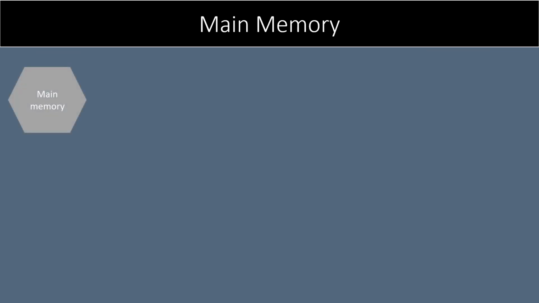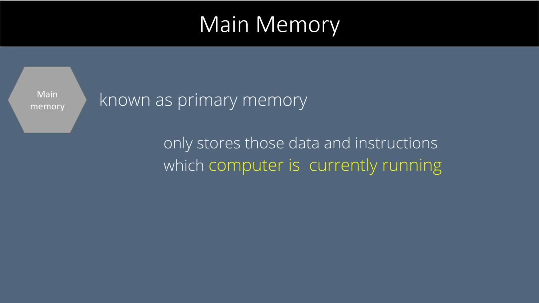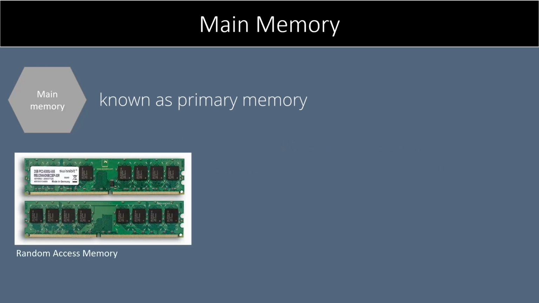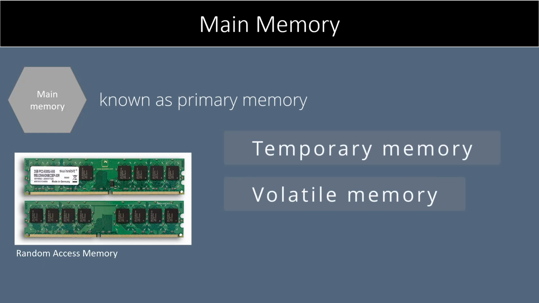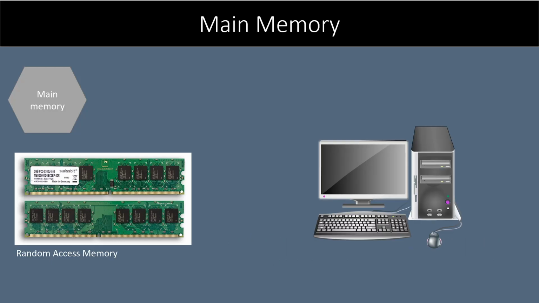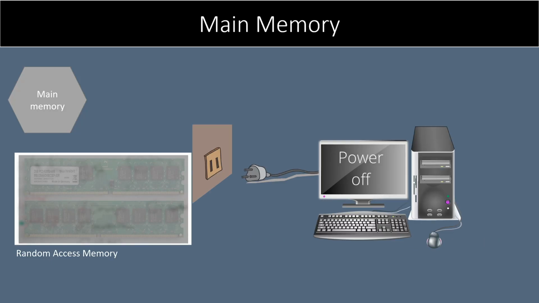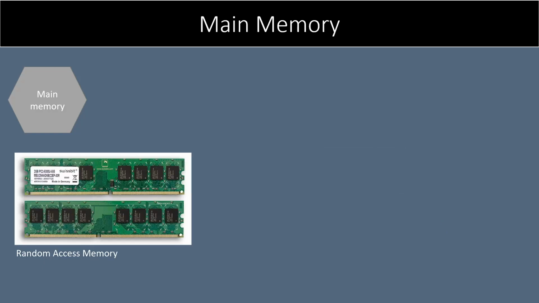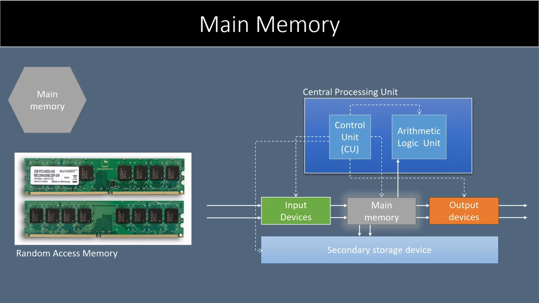Now let's move to the main memory component of a computer. Main memory, also known as primary memory of a computer, only stores those data and instructions on which the computer is currently working. RAM, random access memory, is a primary memory. In other words, it is the temporary, volatile memory, which stores data and instructions related to the program or software that is currently running on a computer. Once the computer is turned off, all data in RAM is wiped off. The data and program are transferred from the main memory to the CPU for processing. Also, data may be written back from the CPU to the main memory.